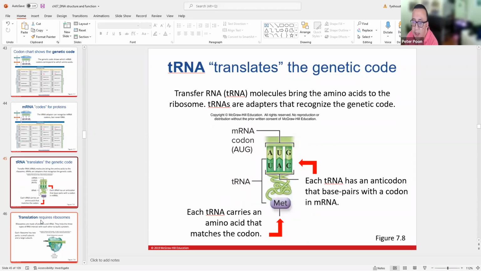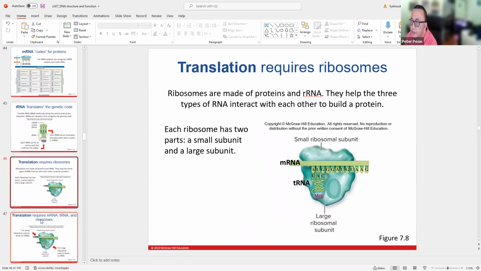Translation requires ribosomes. This is what ribosomes are actually for. Ribosomes are simply the place where all this translation actually occurs.